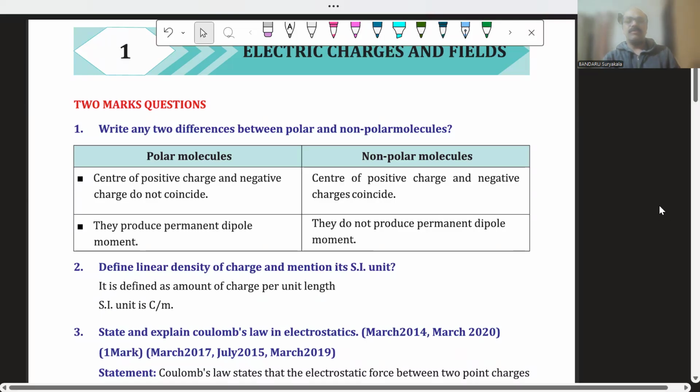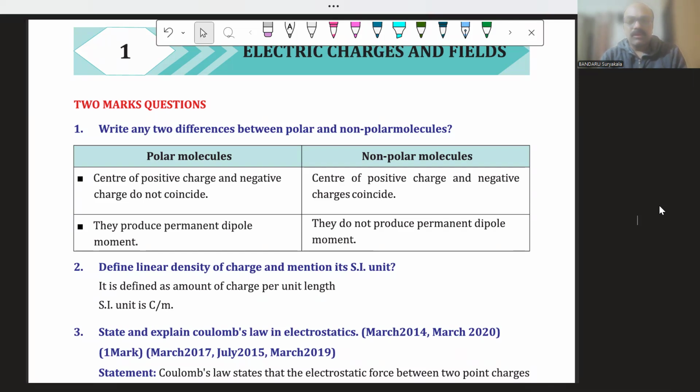Chapter number 1, electric charges and fields. We have 2 marks questions, 3 marks questions and 5 marks questions. The first one: write any two differences between polar and non-polar molecules. Polar and non-polar molecules come in the second chapter, but I mentioned it here in the first chapter. Write any two differences, what a polar and non-polar molecule is, and write examples also.